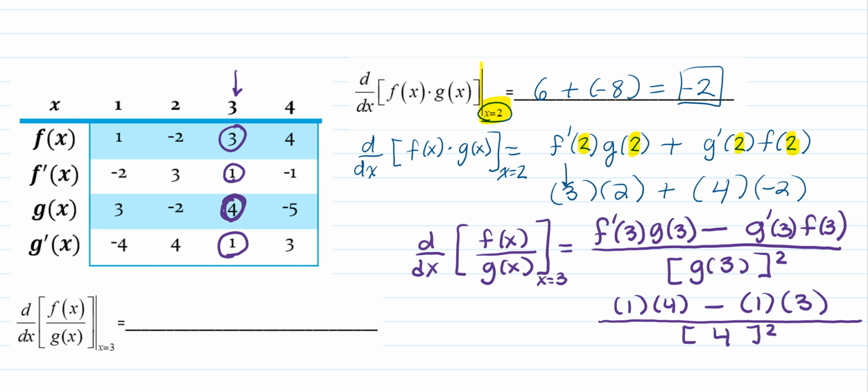squared. Okay, so now you just go and do your math here. Simplify that, so that would be the fraction 4 minus 3 all over 4 squared, which is 16, and that is 1 over 16, and that is your final answer.